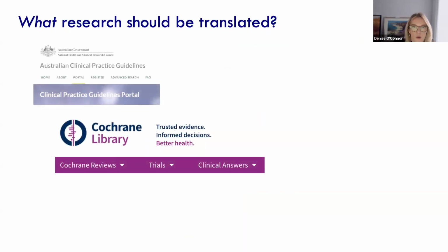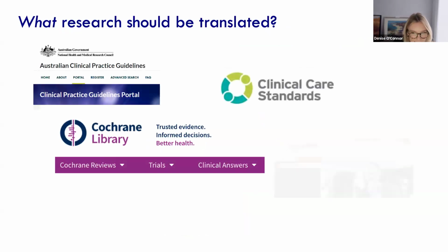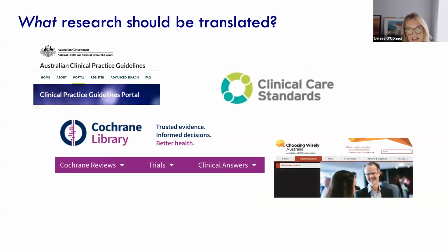So when thinking about what research should be translated, various sources can be consulted, and I'm sure you're familiar with all of these. We look at evidence-based clinical practice guidelines. And of course, we have the Australian Clinical Practice Guidelines portal. We also can refer to clinical care standards published by the Australian Commission on Safety and Quality in Healthcare. And these provide recommendations for the use or avoidance of tests and treatments.